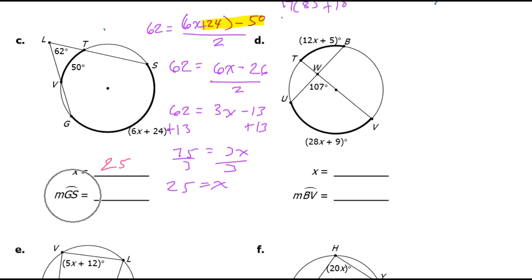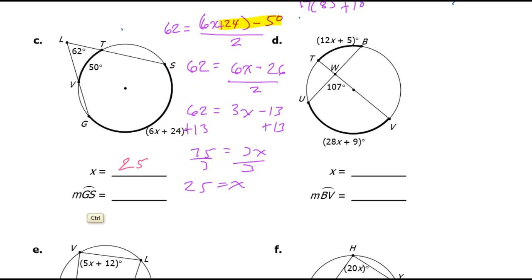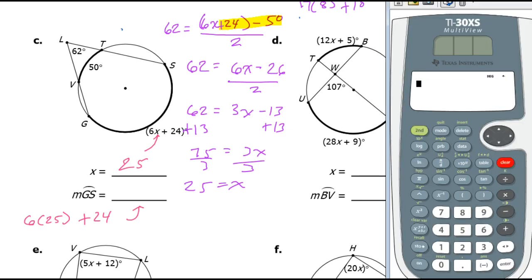All right, now they ask us for the measure of arc GS, which is shown right here in bold. Gio, how do I do that? How do I find GS? Yeah, we will substitute this 25 into the 6x plus 24. So that's going to become 6 times 25 plus 24. Okay, so that's 174.